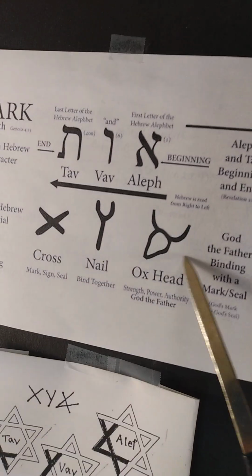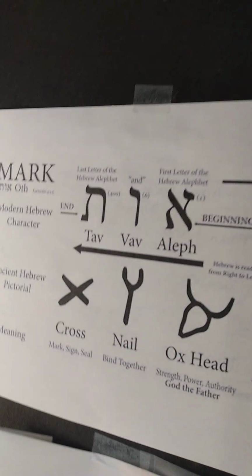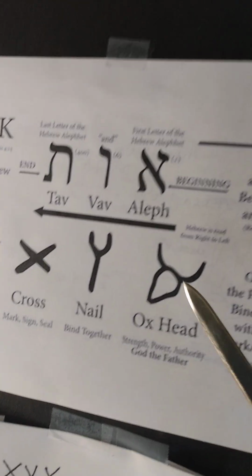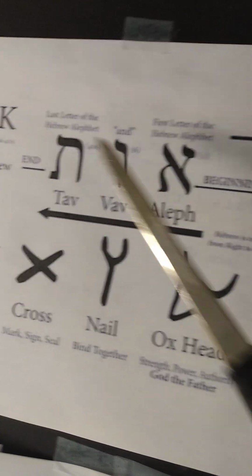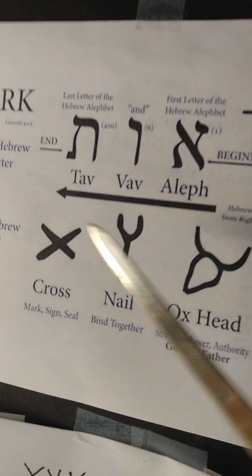So let's look at the ancient word of oath. And today what we're going to do is break the oath, okay? And I want you to get away from the oath. As you can see, the word Aleph, Tav, Vav, and Tav creates the word oath, and it used to be represented by the head of the ox, the nail, and the cross.